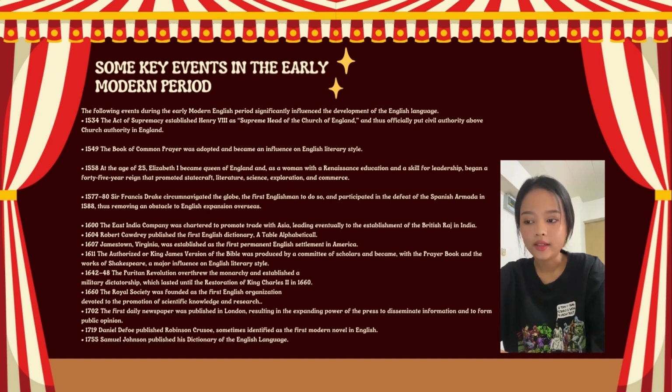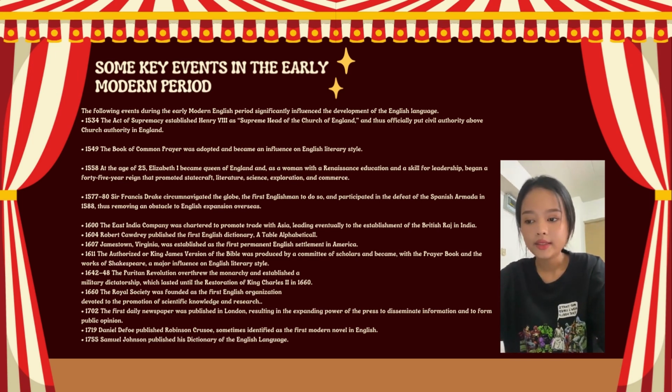1577 to 80. Sir Francis Drake circumnavigated the globe, the first Englishman to do so, and participated in the defeat of the Spanish Armada in 1588, thus removing an obstacle to English expansion overseas.